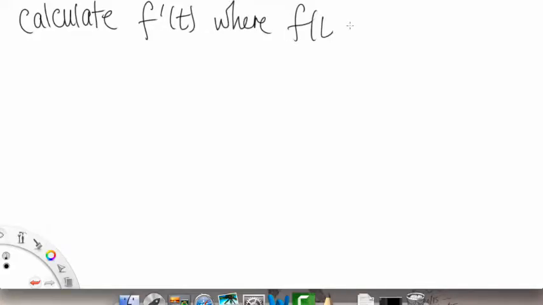So we're going to calculate f prime of t, where f of t is given by the following formula. So we have f of t is equal to t to the third minus 11t plus 3. Okay, so let's calculate this.